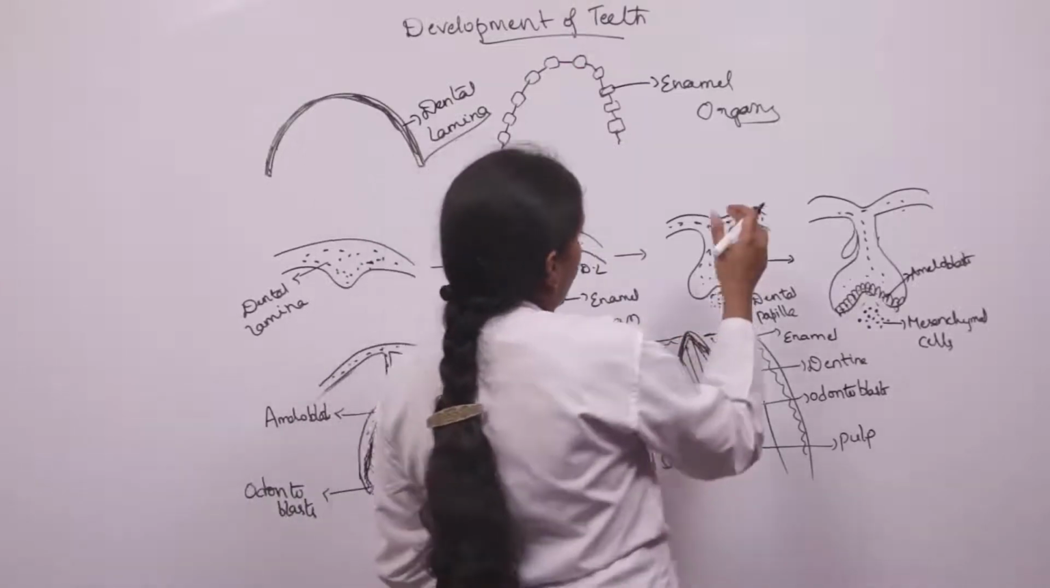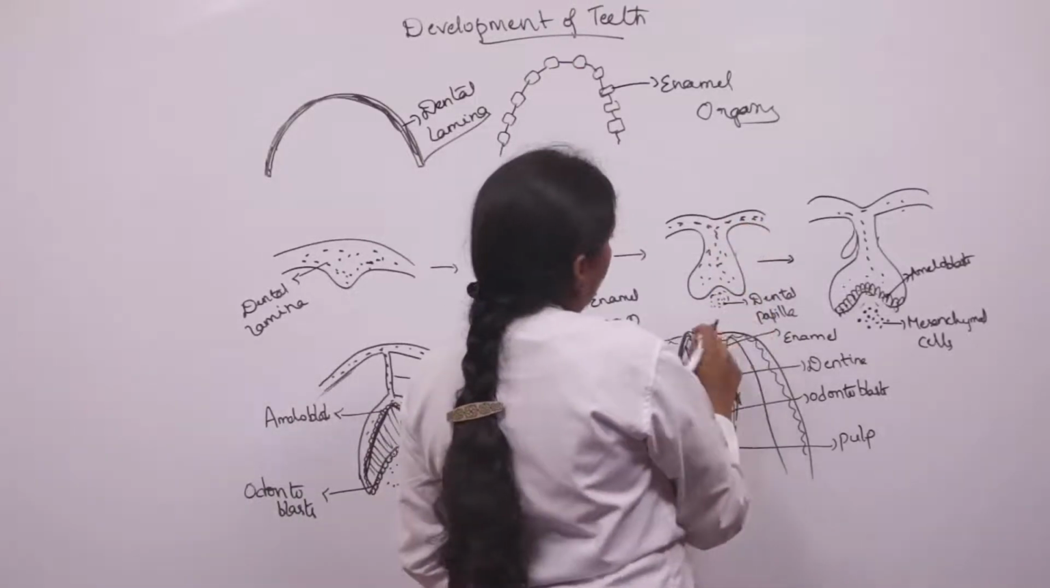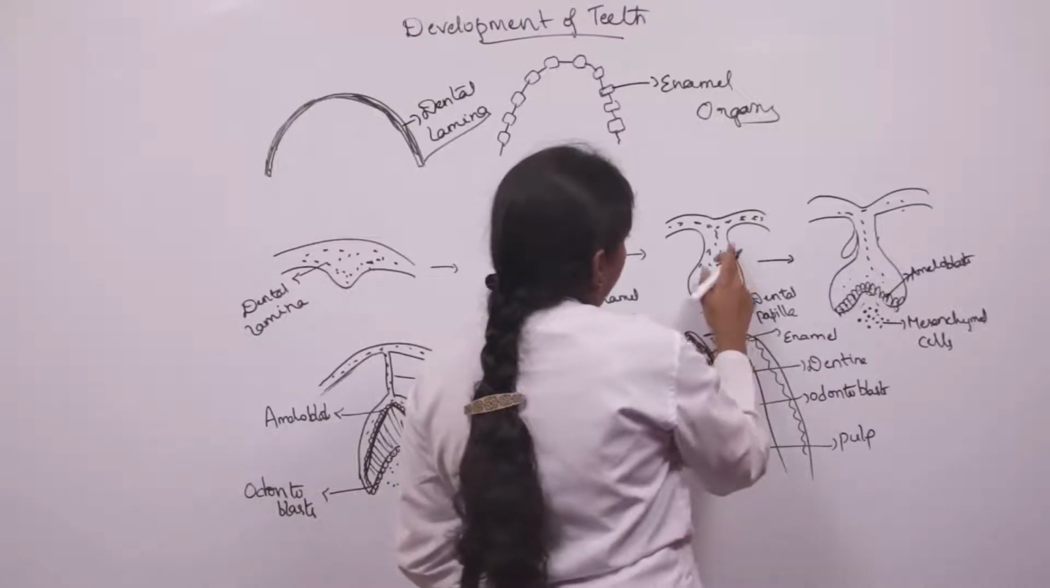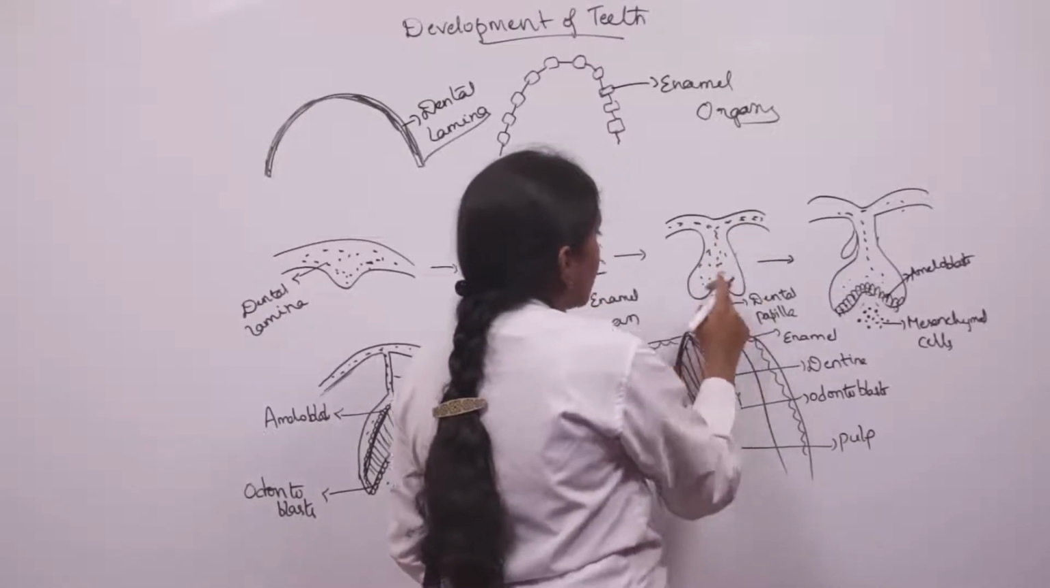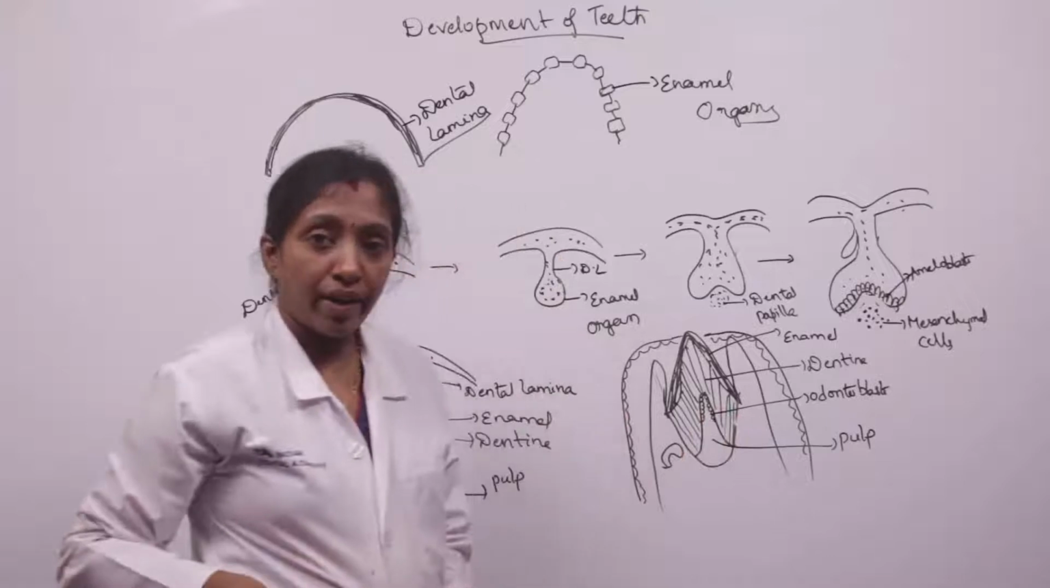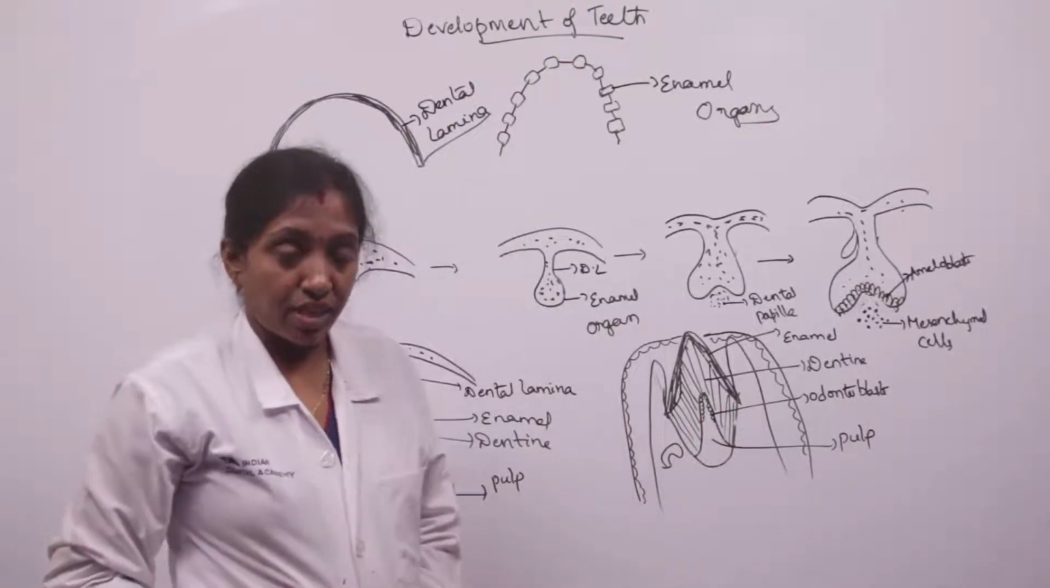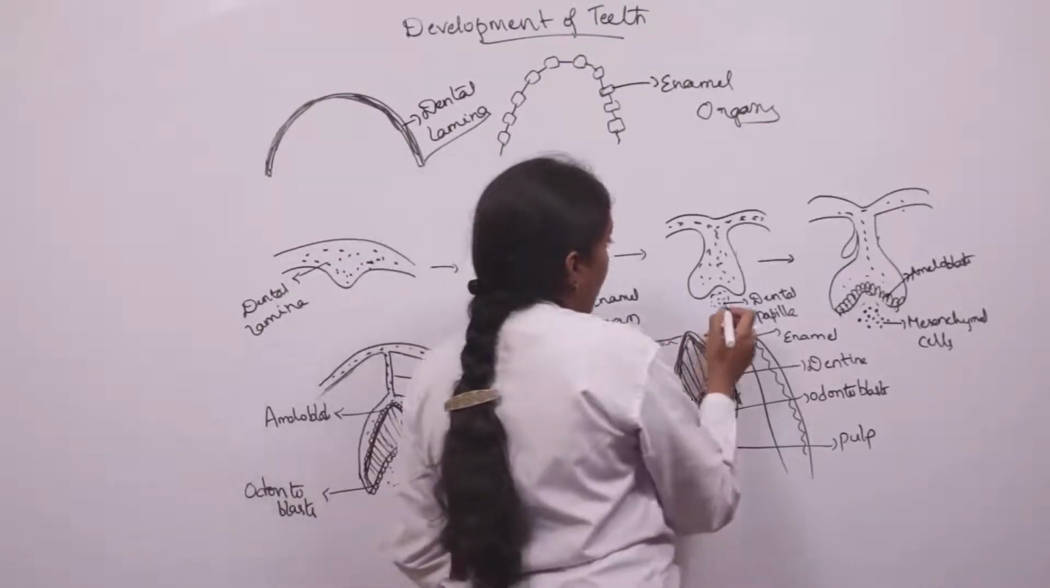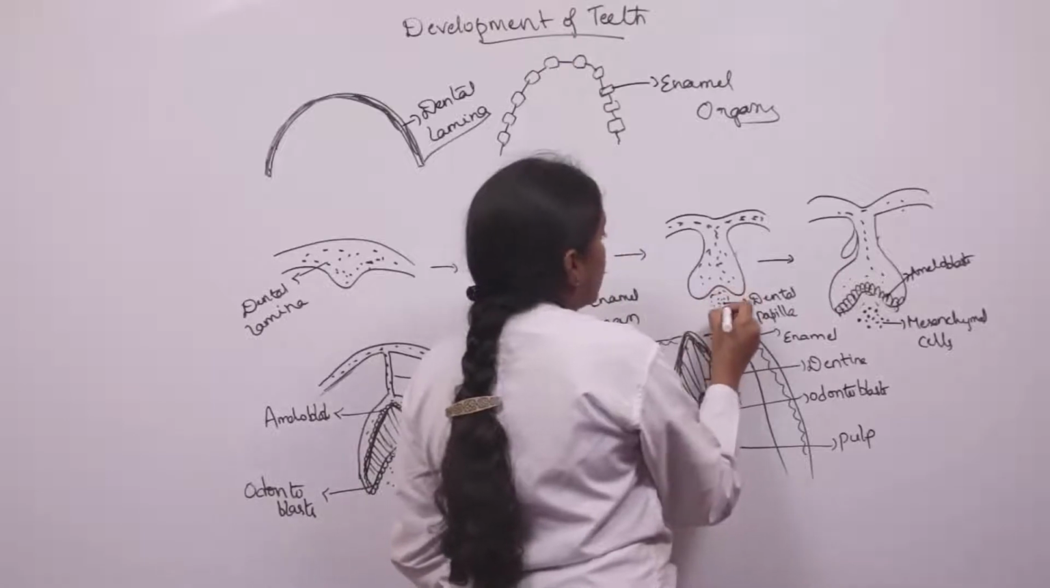And here we can see this enamel organ becomes cup shaped, and it comes into contact with the mesenchymal cells. We call these mesenchymal cells dental papillae.